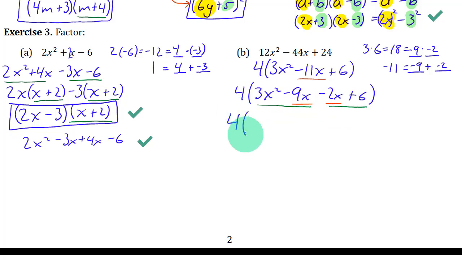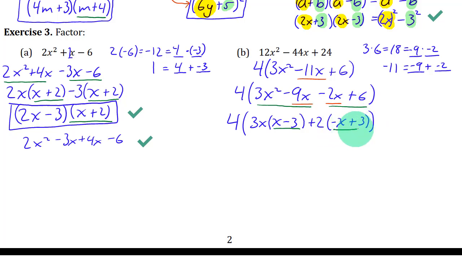So I can write it as 4 times, let's see, the group over here has a factor of 3x. Let's see what's left over after you take out 3x. 3x times x is x squared. 3x times negative 3 is negative 9x, so that works. And then we're going to have a, let's see, 2x and 6. Those both have a 2 in them, so I can write this as plus 2 times negative x plus 3.